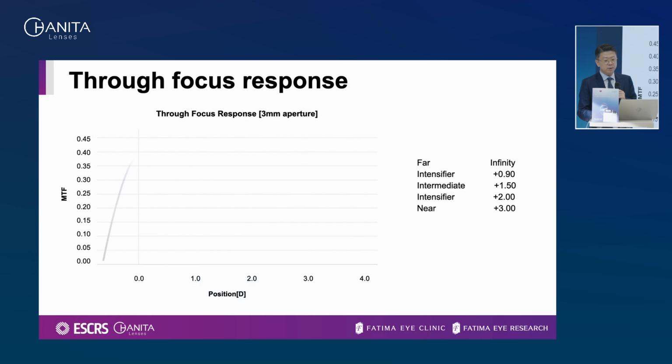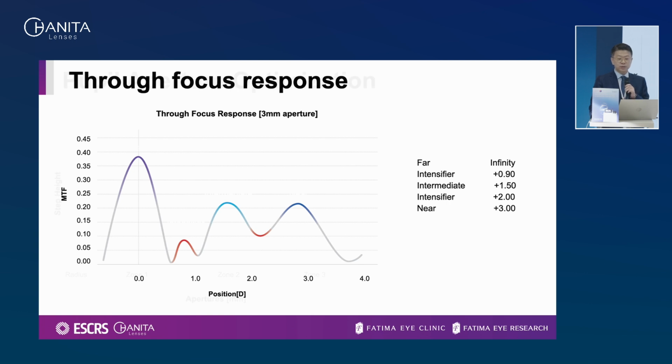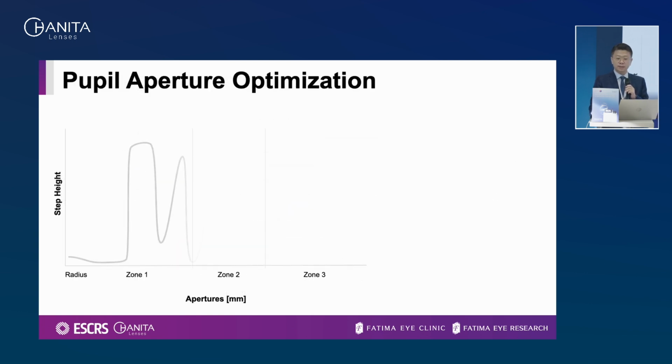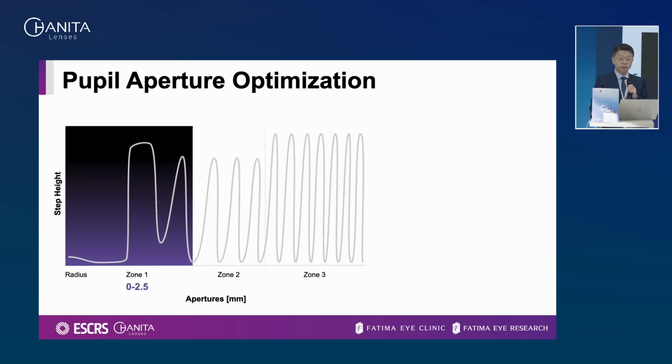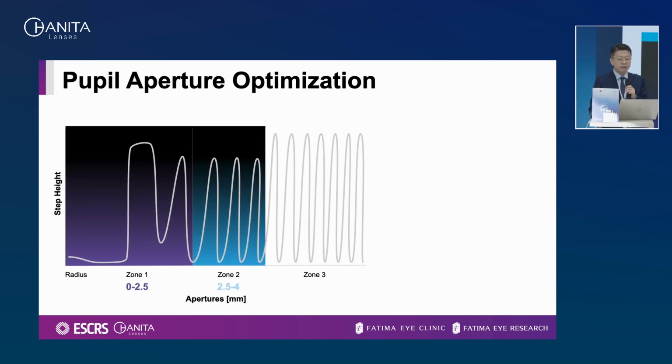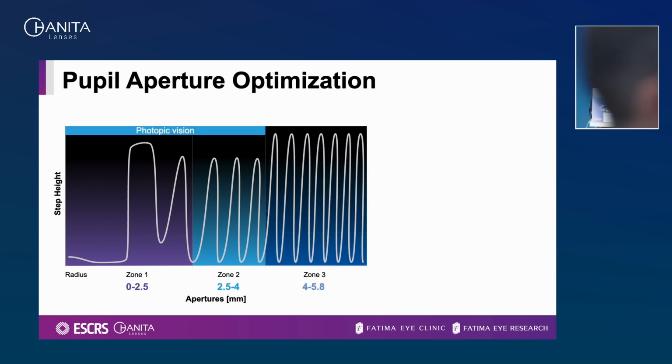With the five focal points and the dynamic light distribution, we can estimate the through-focus visual function of the IOLs by the through-focus MTF curve. As you can see, there are three peaks and two intensified peaks between the three peaks. Another strong point is the pupil dependency, using different diffractive profiles and different light distributions according to the optical radius. And the patient can see more comfortably regardless of pupil size.